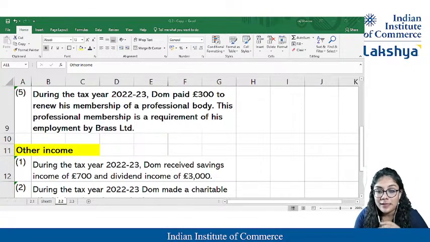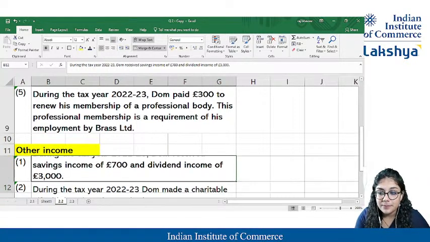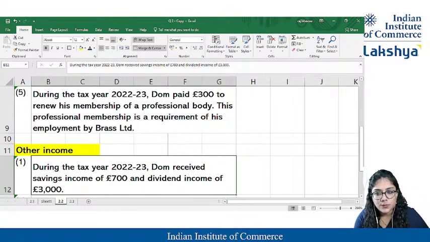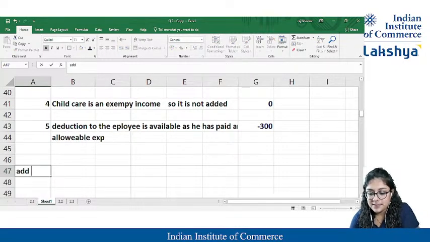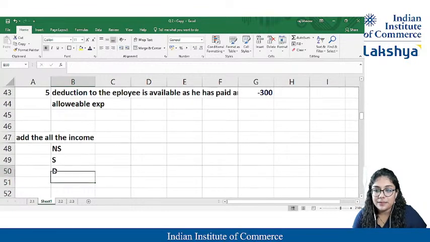Over here, they have said that during the year the individual received something as income also: saving income of 700 and dividend income of 3000. Okay, he got these two things. Very good. So that is also other income, and I have to show it differently. I'll add all the incomes and bifurcate them like this: non-saving income, saving income and dividend income.